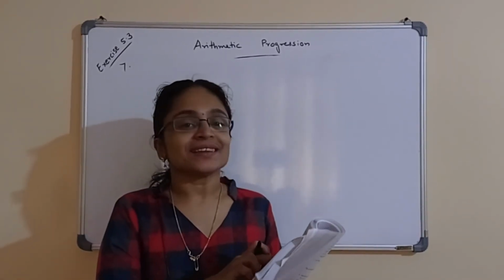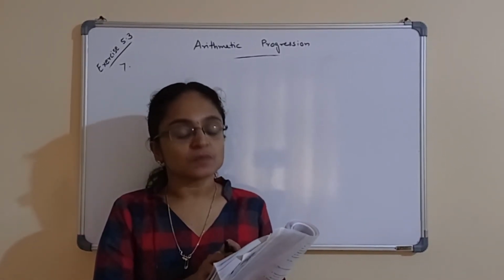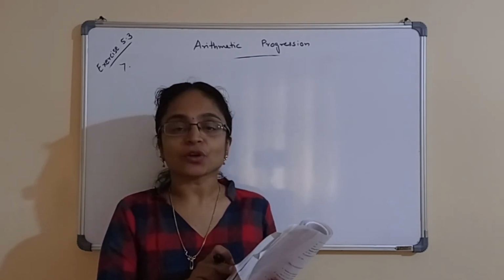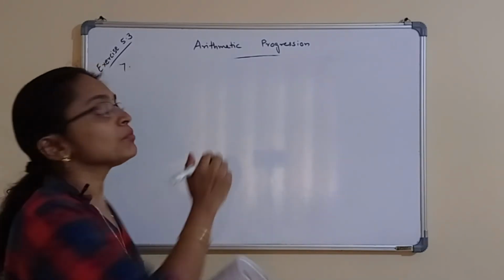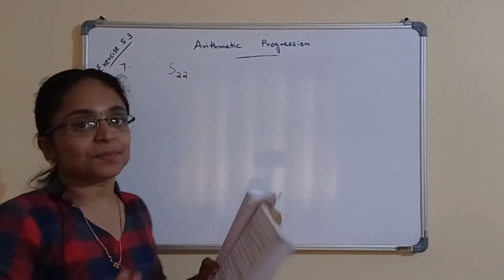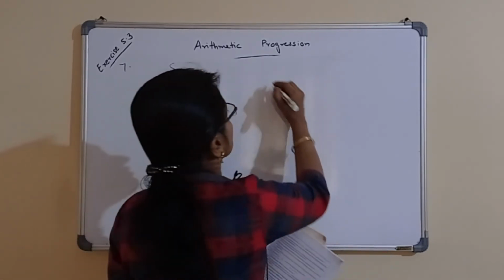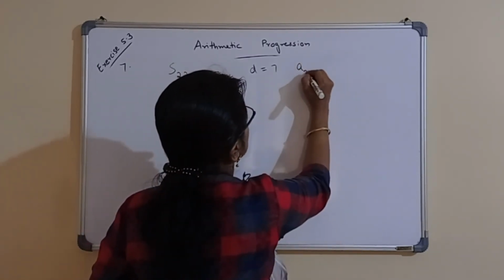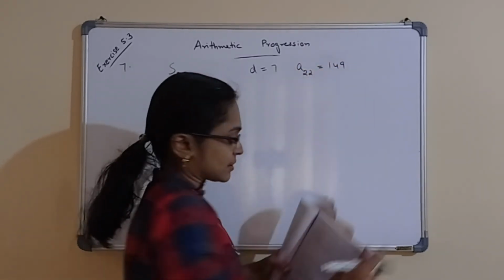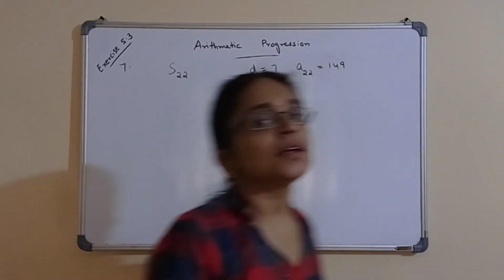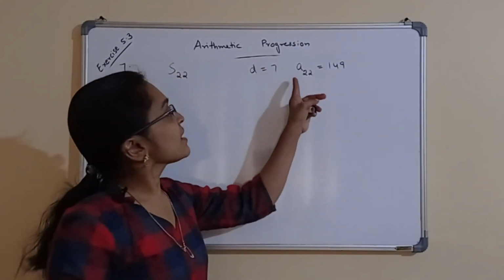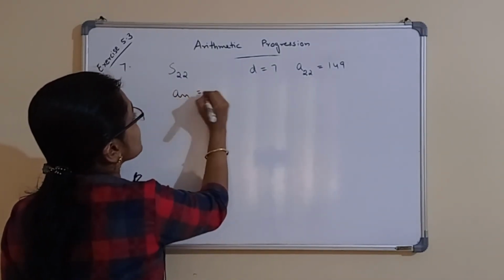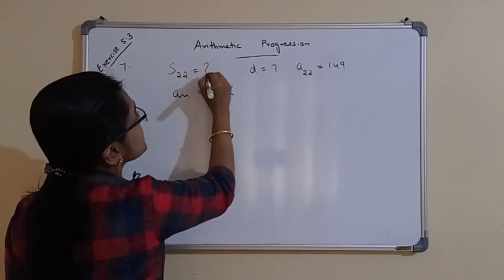Next one, seventh question. Find the sum of first 22 terms of an AP in which D equal to 7 and 22nd term is 149. We have to find the sum of first 22 terms of this AP. So D equal to 7, A22 is equal to 149. And we have to find this, S22.